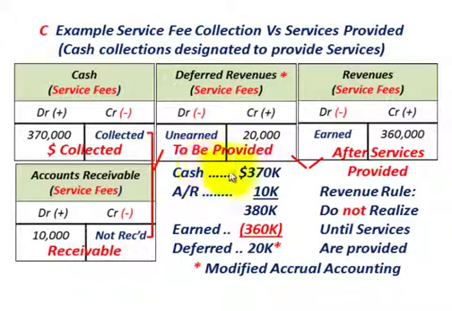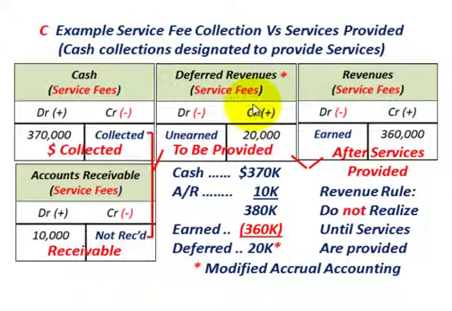Cash amount, we received $370,000. Accounts receivable, we have $10,000 in our accounts receivable. So we're sitting with $380,000 here in cash and our accounts receivable. Now, we actually earned $360,000. So we actually provided services for $360,000. That's the key here. So we have on account plus the cash received the $380,000. We earned $360,000 of the $380,000. So the remaining amount of $20,000 is going to be deferred revenues.